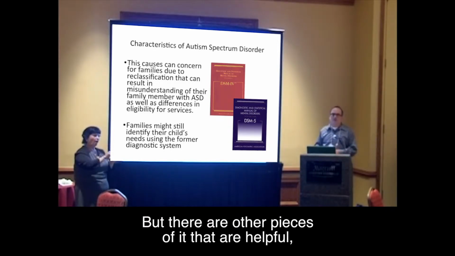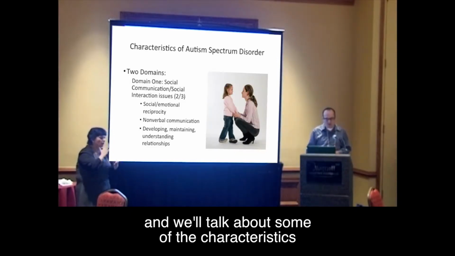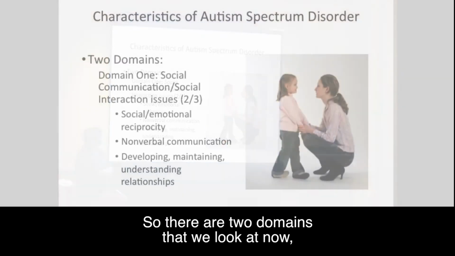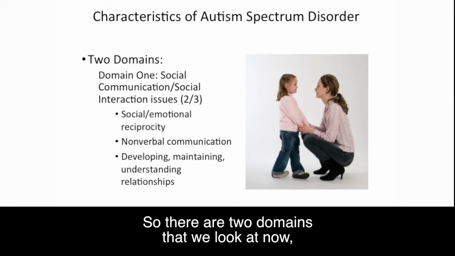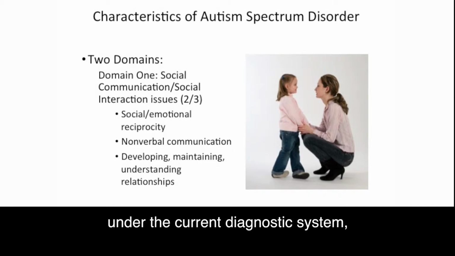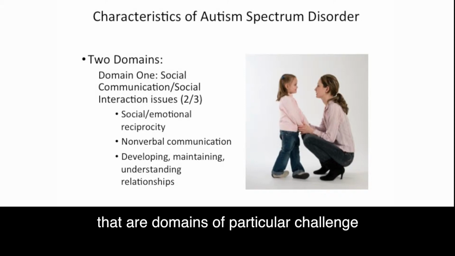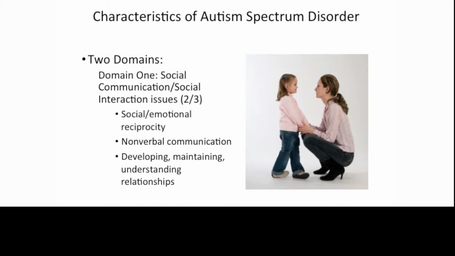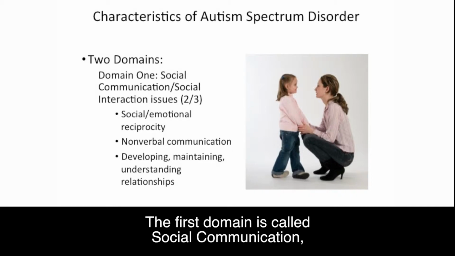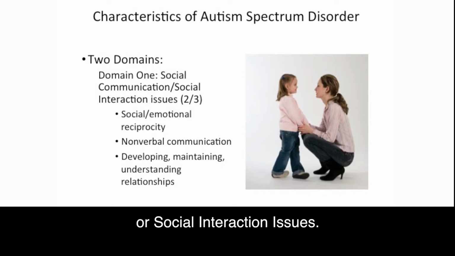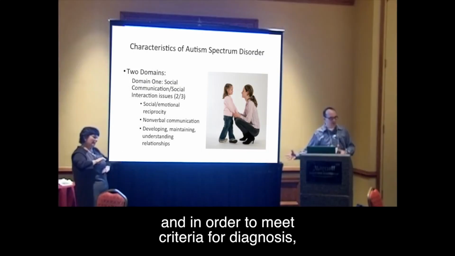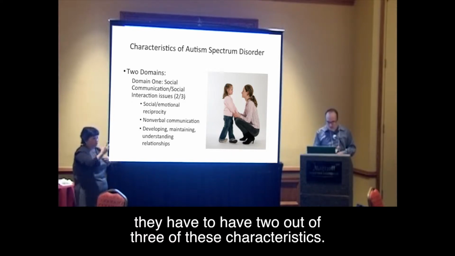But there are other pieces of it that are helpful, and we'll talk about some of the characteristics that we find in the Diagnostic and Statistical Manual. So there are two domains that we look at now under the current diagnostic system that are domains of particular challenge for many people with autism spectrum disorder. The first domain is called social communication or social interaction issues. And under this domain, there are some typical characteristics, and in order to meet criteria for diagnosis, they have to have 2 out of 3 of these characteristics.